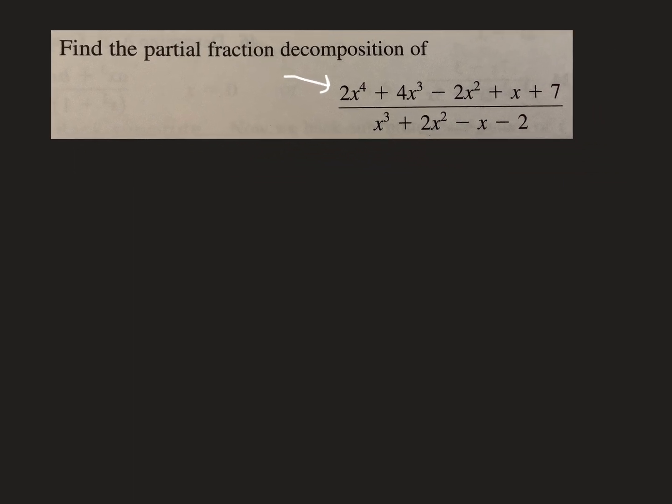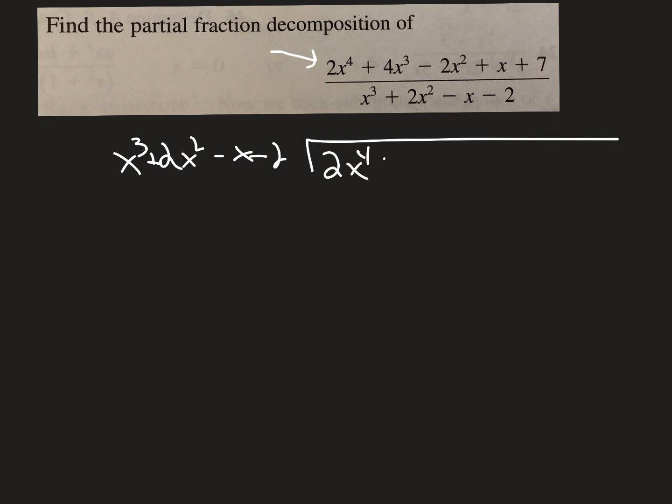Okay, this one says find the partial fraction decomposition of this monster here. Now, one thing I want to show you about this problem is that this is the first one we've seen where the numerator degree is larger than the denominator. And when that happens, you're not going to like this, but you're going to have to divide using long division first to break it down. There's just going to be no way to do that otherwise. I would show it to you, but it would be so terrible. So I'm going to divide x cubed plus 2x squared minus x minus 2 into my numerator, 2x to the 4th plus 4x cubed minus 2x squared plus x plus 7.